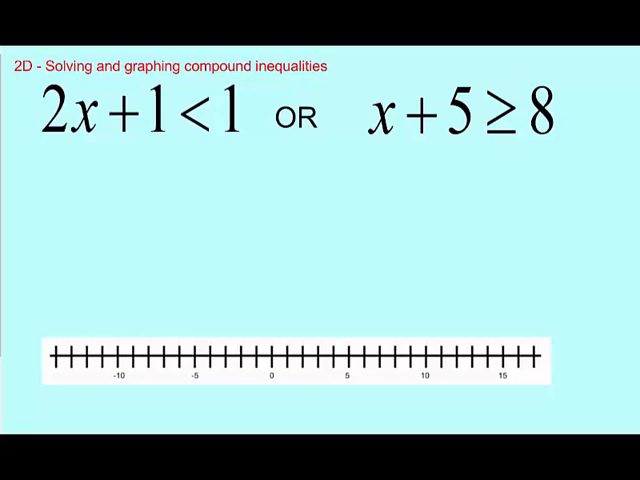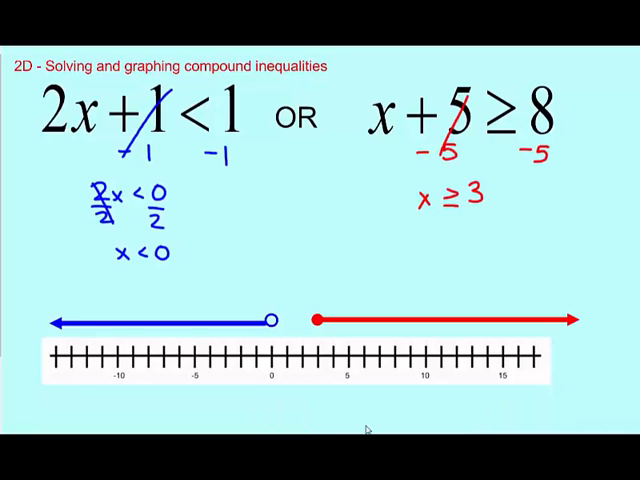So here's an OR compound inequality. So just like we did in class, you're going to go through and solve each inequality. We got x is less than 0, so an open circle at 0, shade to the left. Or x is greater than or equal to 3, so closed circle at 3, shade to the right. Now this is what your final graph would look like.